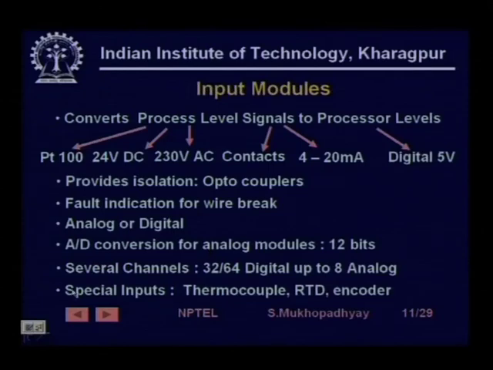Similarly, sometimes it takes special inputs, like you can directly connect thermocouples, you can directly connect RTDs. So, inputs can be in the form of voltage, current, resistance, etc. Sometimes it can be in the form of pulses, for example, a shaft angle encoder can be sometimes connected. So, this is the nature of input modules.